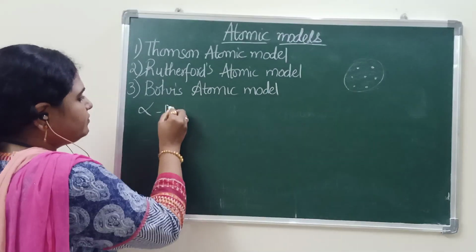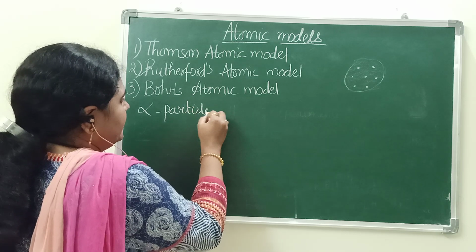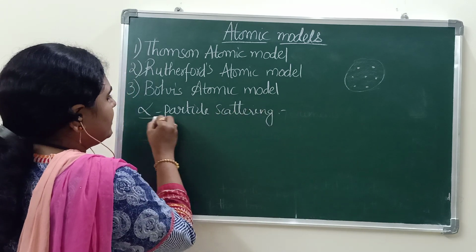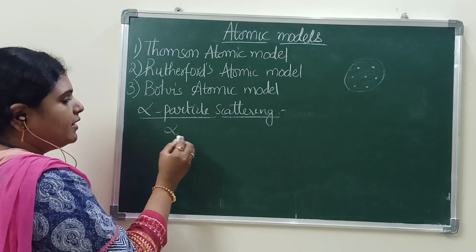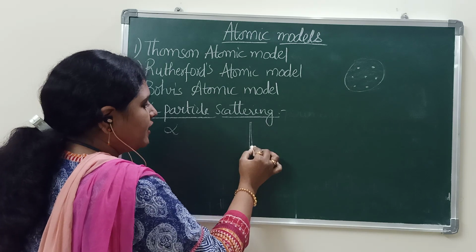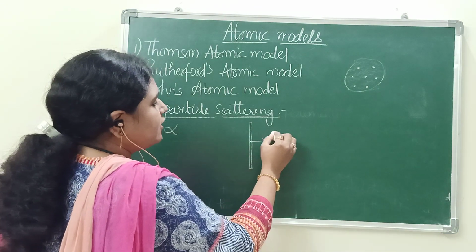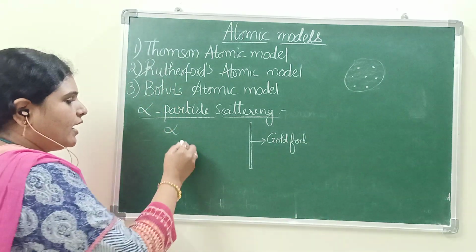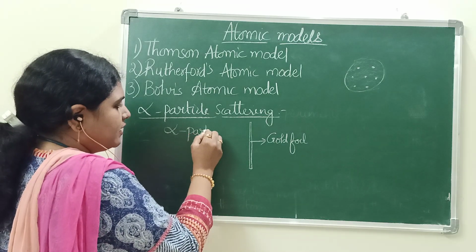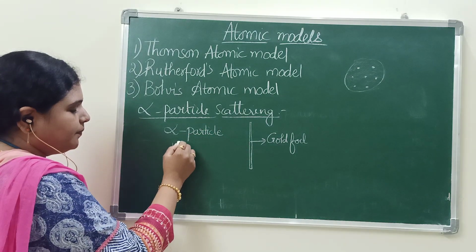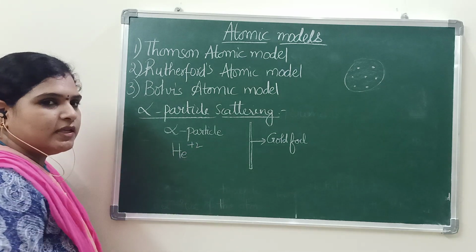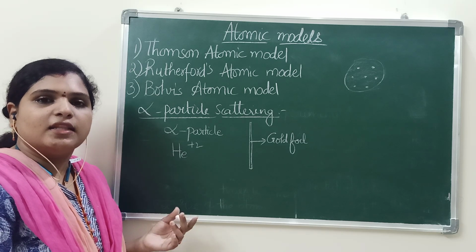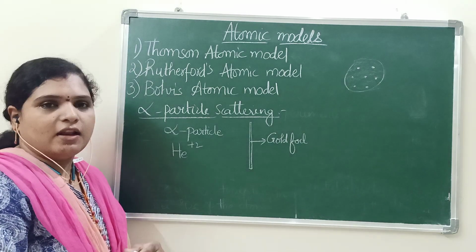Alpha particle scattering experiment. In that, alpha particles are scattered over a thin metal foil. He chose gold foil. Alpha particles are nothing but doubly charged helium, He2+. That means the 2 electrons in the helium are removed and only the nucleus remains. That is an alpha particle.